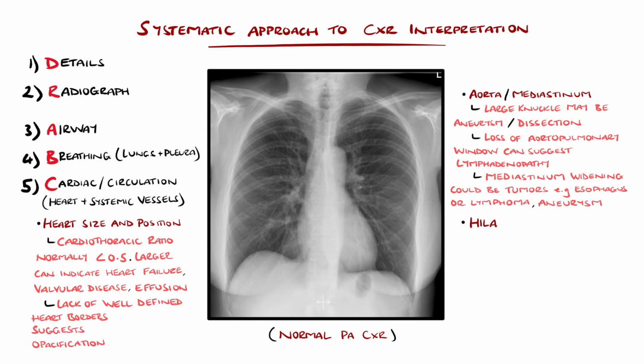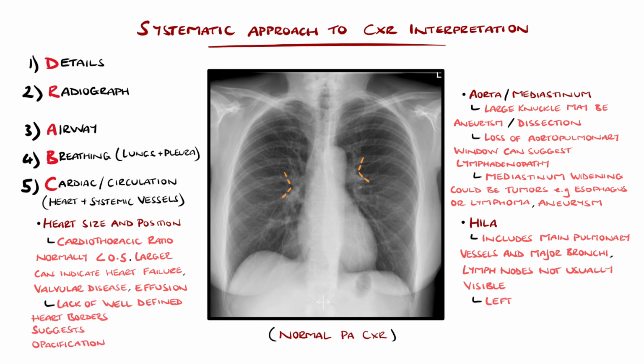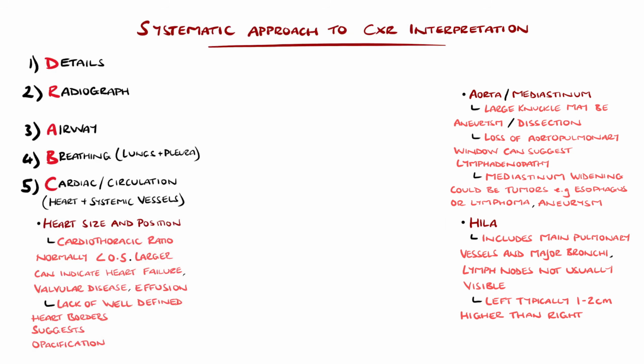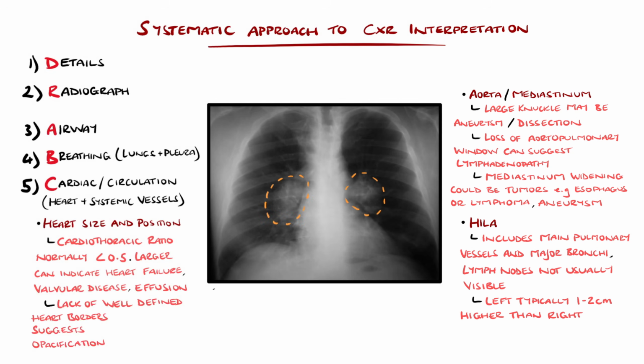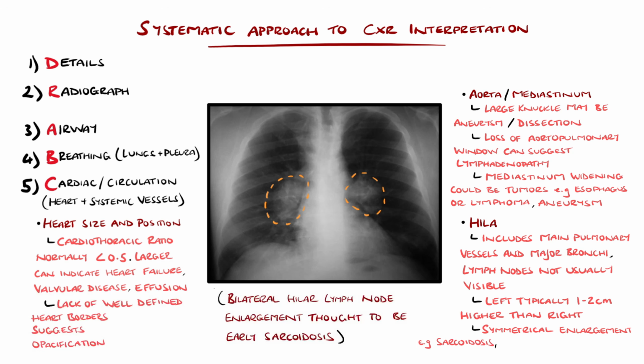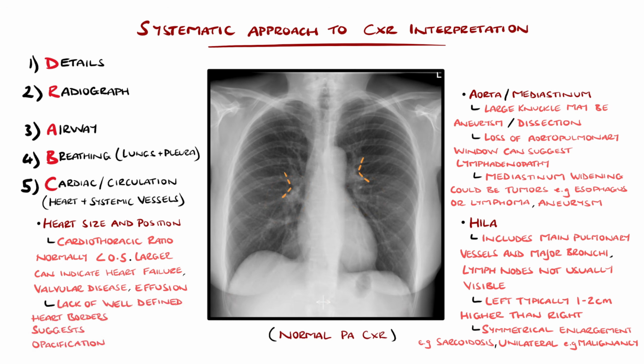As part of C, the hilar vessels and structures should also be checked. The hilar include the main pulmonary vasculature and major bronchi, as well as lymph nodes that are not typically visible on X-ray. The left hilum is often 1 to 2 cm higher than the right. Symmetrical enlargement of the hilar suggests processes such as sarcoidosis, while asymmetrical enlargement can be a manifestation of malignancy.